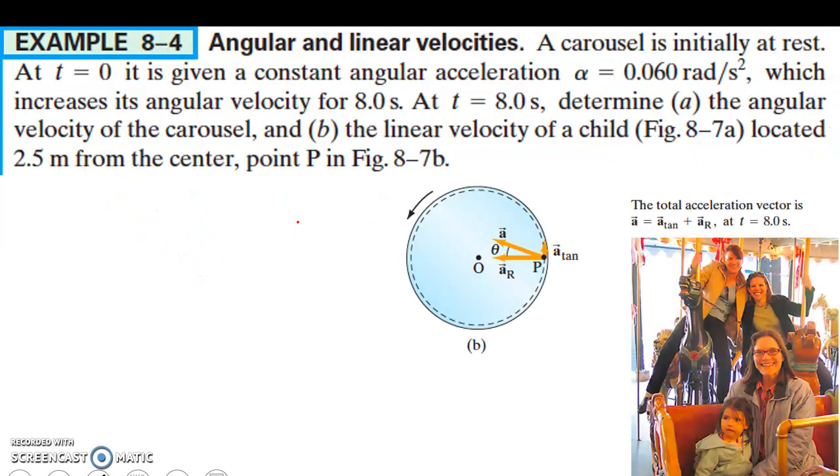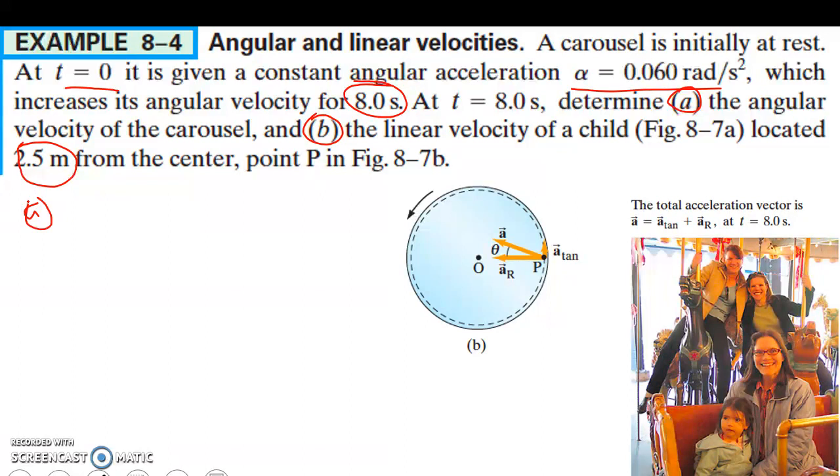Alright? So, another example of this. We got a carousel initially at rest. So at time 0, it accelerates at 0.060 radians per second squared, and this angular velocity will increase. The time frame is 8 seconds. At 8 seconds, we want to know the angular velocity and the linear velocity of the child, if the child is 2.5 meters from the center. So first step in A is we want to find the angular acceleration.